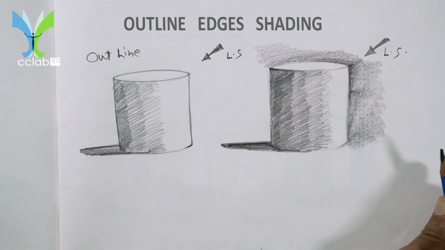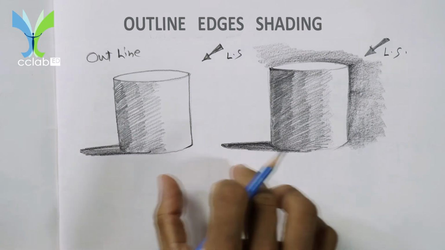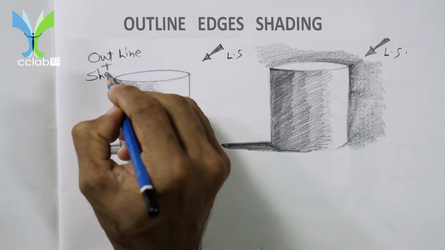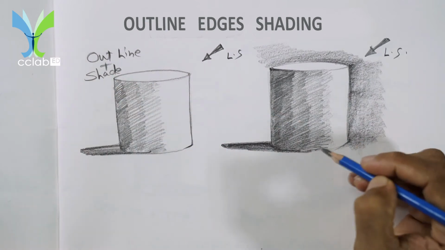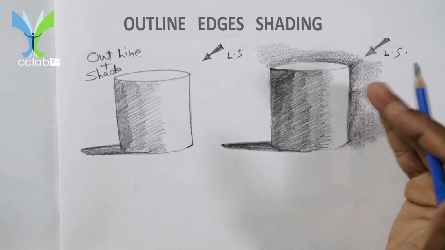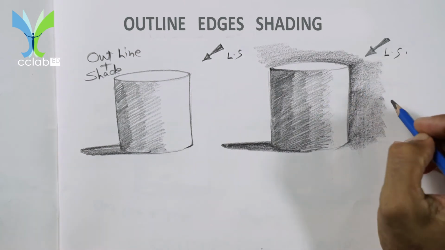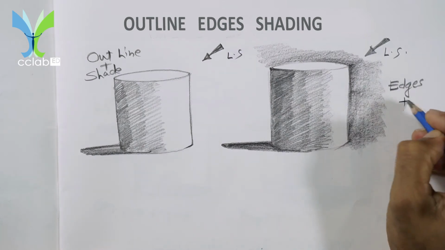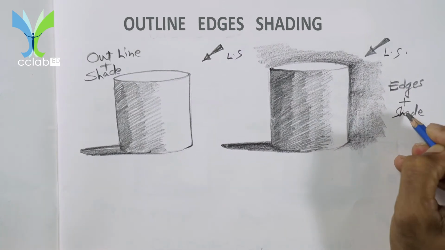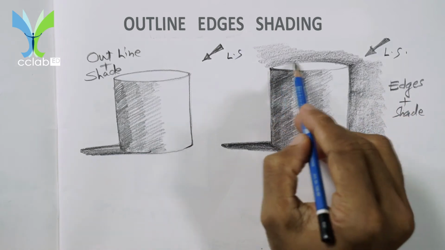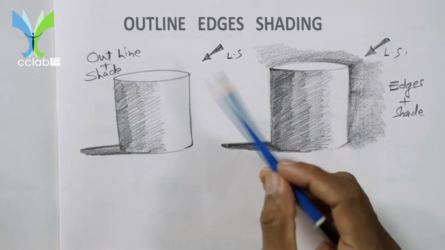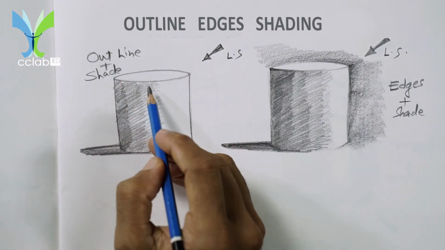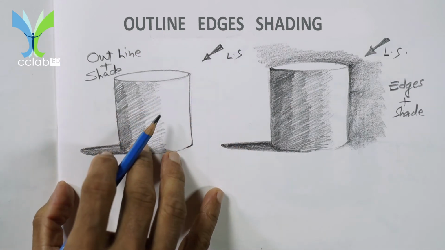Now look at the difference between the two cylinders. The first cylinder has a clean outline and shading. But the second cylinder had an outline, and now the outline has disappeared after shading. Now there is only edge and shading. The second cylinder's outline is completely disappeared after adding shade, but the first cylinder has a clear-cut outline after shading.